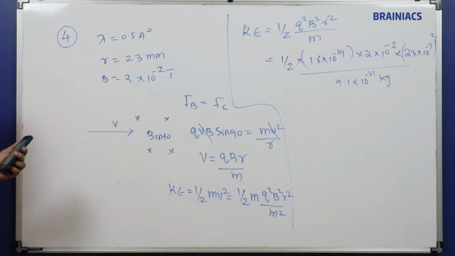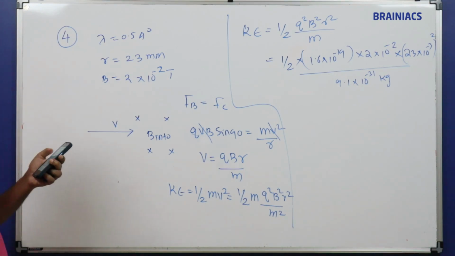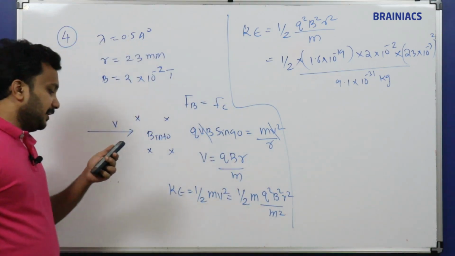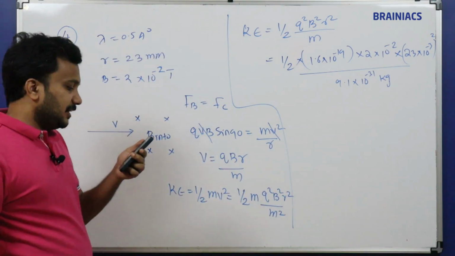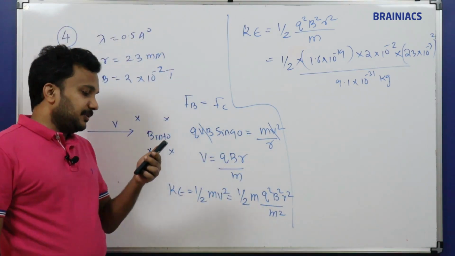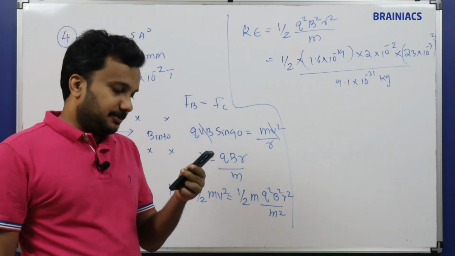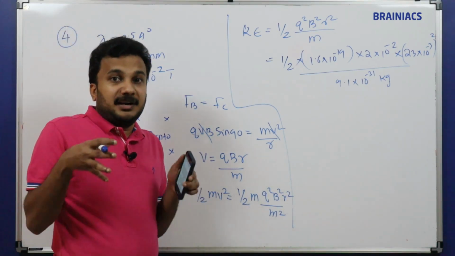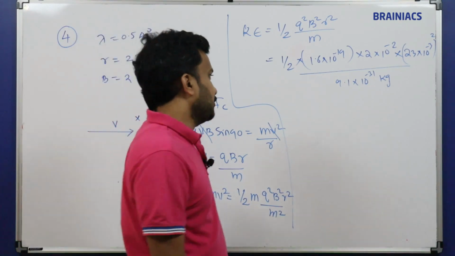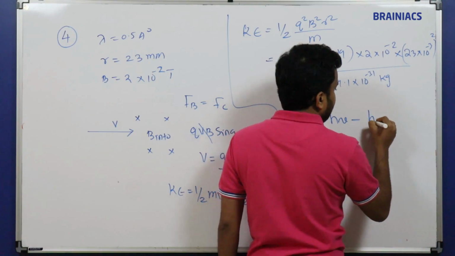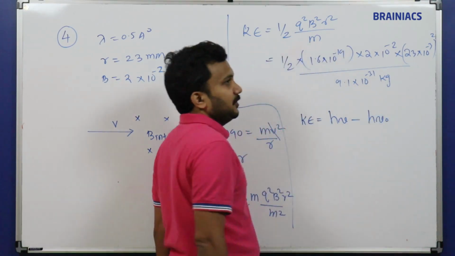But what else will be given in the question? Okay, so 0.5 angstrom X-ray strikes on a material. The photoelectrons from the K shell are observed to move in a circle of radius 23 millimeter with a magnetic field of 2 into 10 power minus 2 Tesla perpendicular to the direction of the emission of the photoelectron. What is the binding energy? Binding energy is actually the work function. We know kinetic energy is equal to the supplied energy minus work function. This is actually the work function.